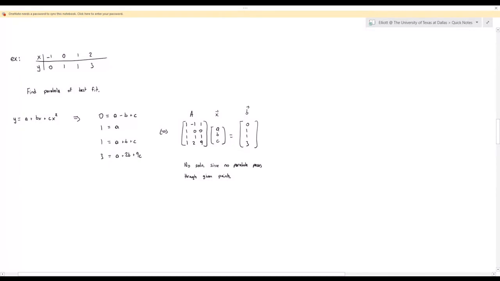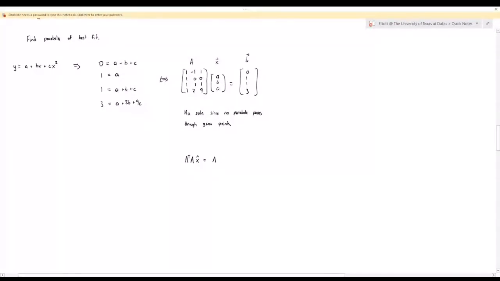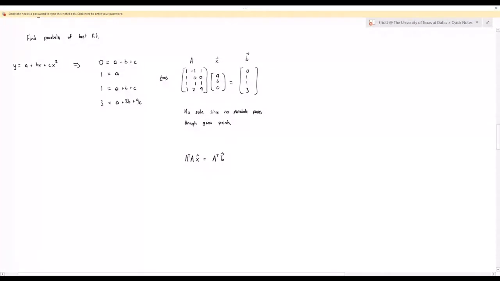So to get the parabola of best fit, we're just going to find the least squares solution instead. Remember, we compute the least squares solution by doing this equation: A transpose A times x hat equals A transpose B.